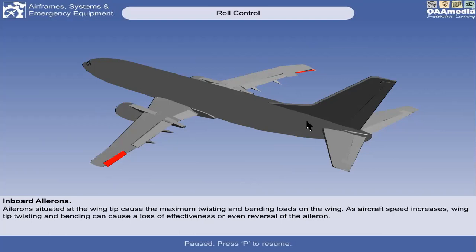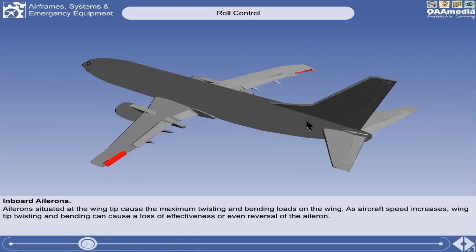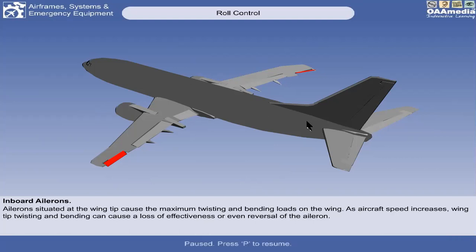Okay? Pero ang problem lang dito, kapag situated sa wingtip yung ailerons natin, it causes maximum twisting and bending loads nung pakpak. As the aircraft speed increases, this can cause a loss of effectiveness or even reversal of the aileron. So yun yung delikado, no? Kapag nag-increase ng speed yung aeroplano, yung wingtip twisting and bending can cause loss of effectiveness ng ating ailerons or worse, reversal ng control.